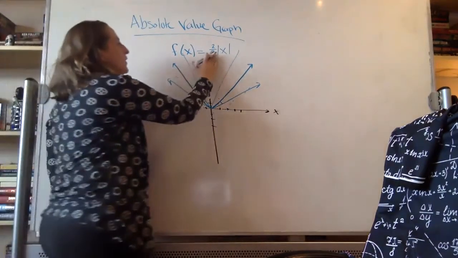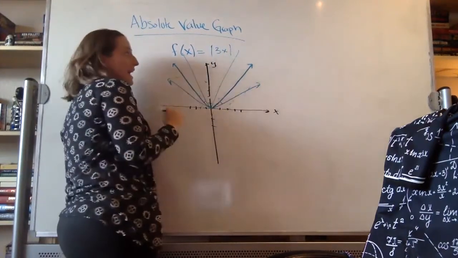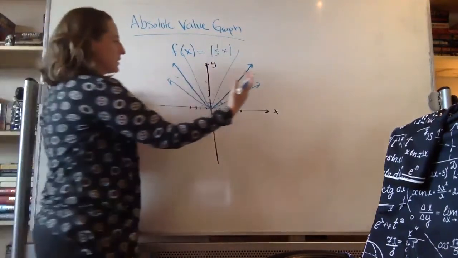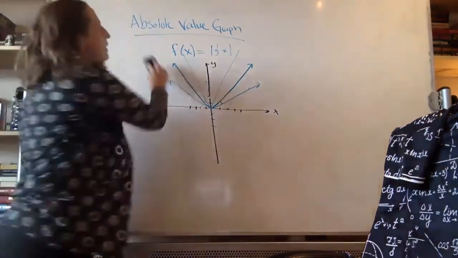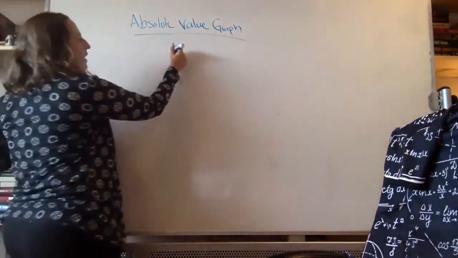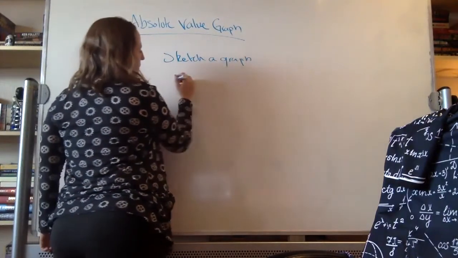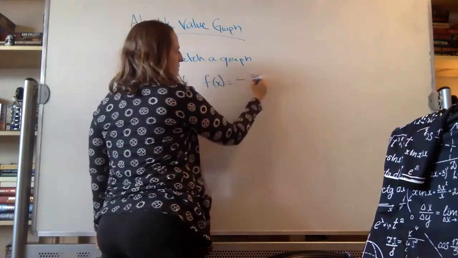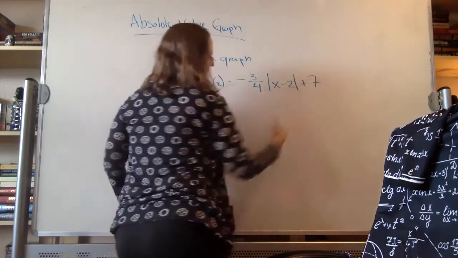Okay. We can also think about horizontal transformations. Those are multipliers inside with our x, so 3 times x, or 1/3 times x. And those act similarly to horizontally squish or stretch our graph. Okay? All right, let's try to put all of this together and sketch a graph of f of x equals -3/4 times the absolute value of x minus 2, plus 7.